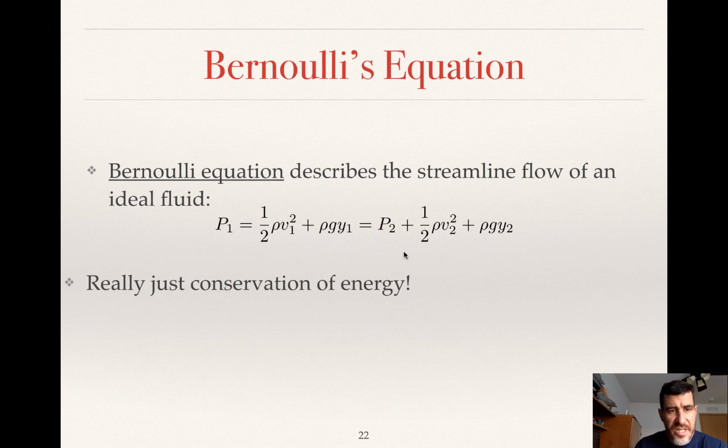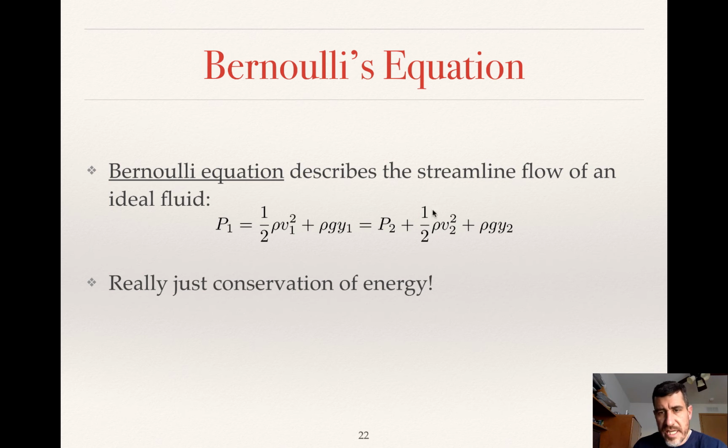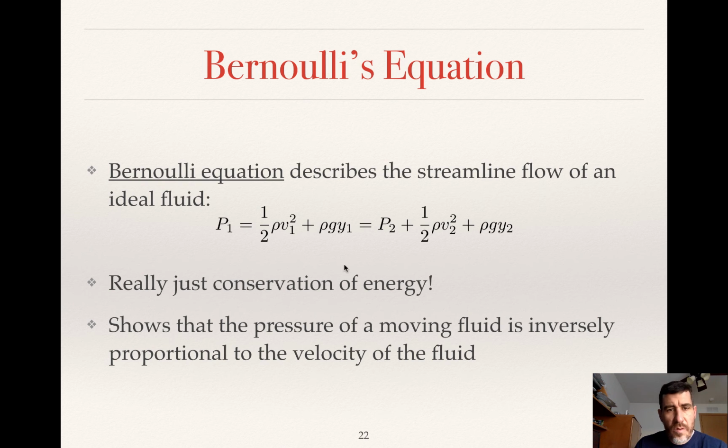And this is really just conservation of energy. The pressure has to do with the work. The 1/2 rho v squared should look suspiciously similar to kinetic energy, and the rho g y should look suspiciously similar to gravitational potential energy. Basically, one of the important points to get out of this is that the pressure of a moving fluid is inversely related to the velocity of the fluid. So if everything else stays constant and the velocity of the fluid increases, the pressure has to decrease.